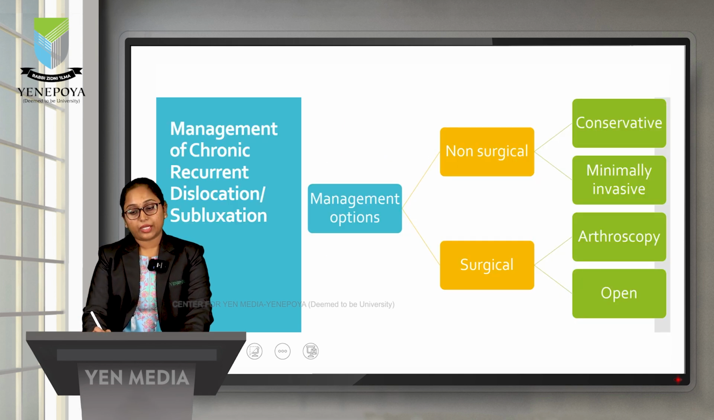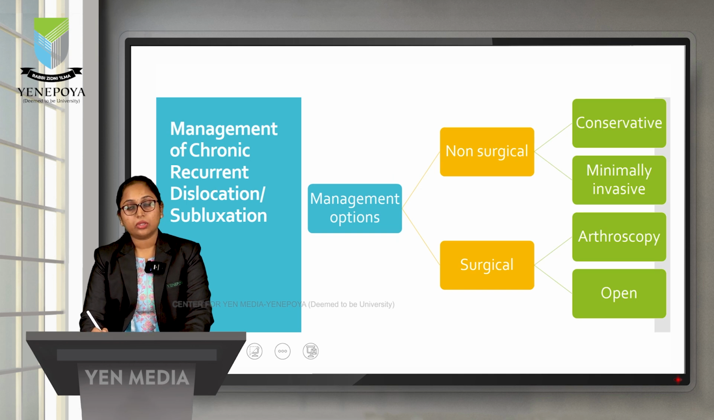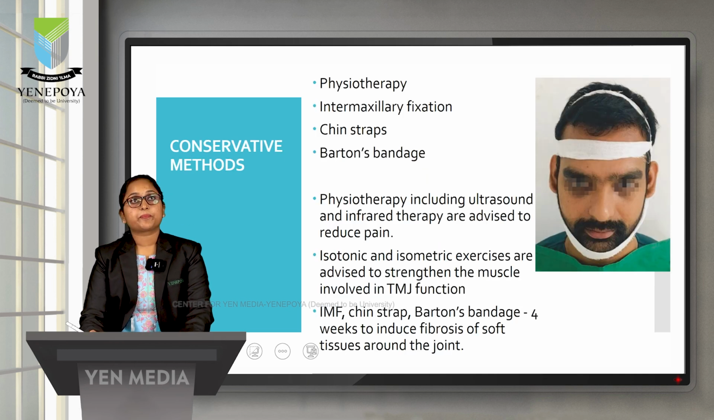And next is management of chronic recurrent dislocation or subluxation. Management options include either non-surgical or surgical. Non-surgical can be either conservative or minimally invasive, and surgical includes arthroscopy and open surgical methods. Conservative methods include physiotherapy, intermaxillary fixation, chin straps, and Barton's bandage.